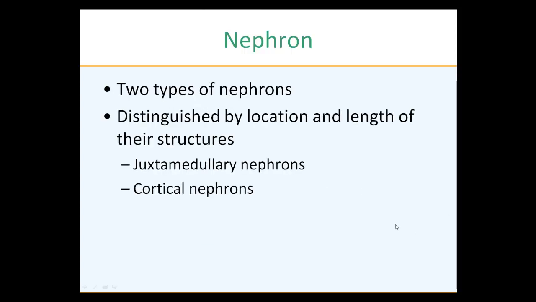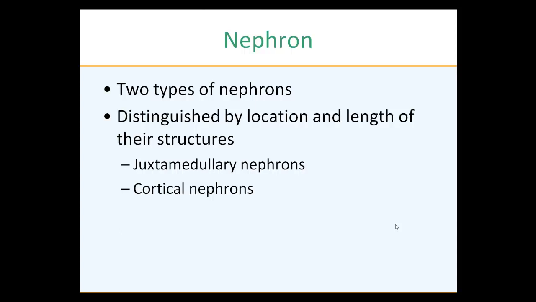We'll talk about them. As I said earlier, there are two types of nephrons. One of them is located in the cortex of the kidney, and that is the main type, about 80% of your nephrons, what we call cortical nephrons. The other type is called juxtamedullary, next to the medulla, and those are about 15 to 20%.